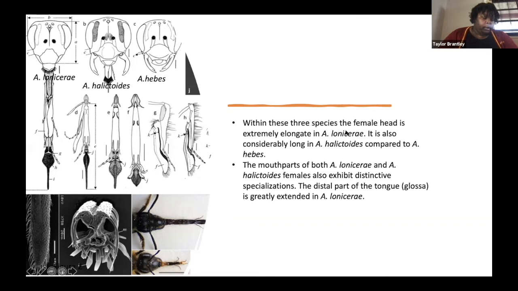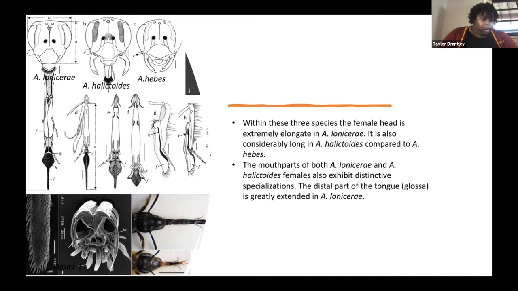The proportion of the malar space to the head width is also significantly different among the species, at 0.12 millimeters, 0.09 millimeters, and 0.04 millimeters in A. lanicerae, A. halictoides, and A. hebes, respectively. This suggests that the elongation of the head in A. lanicerae is an adaptation to tube-shaped flowers.